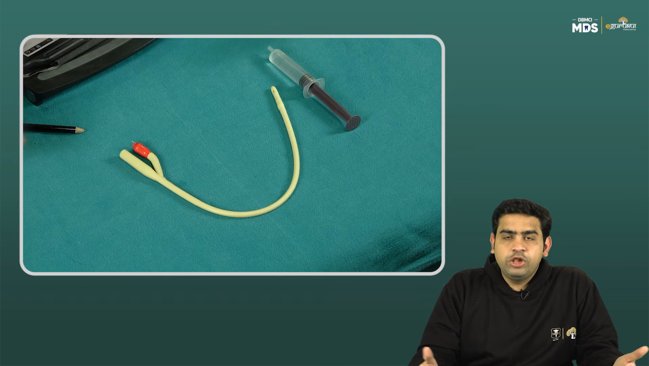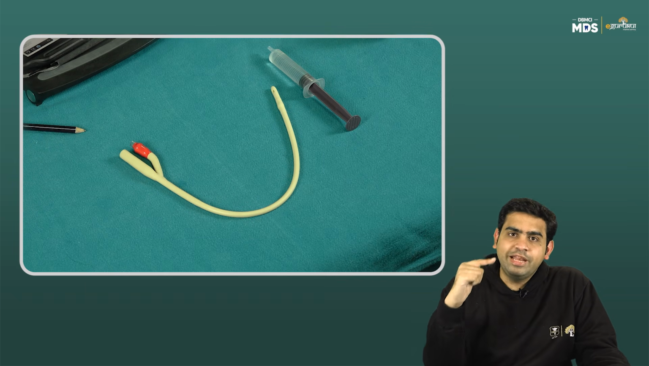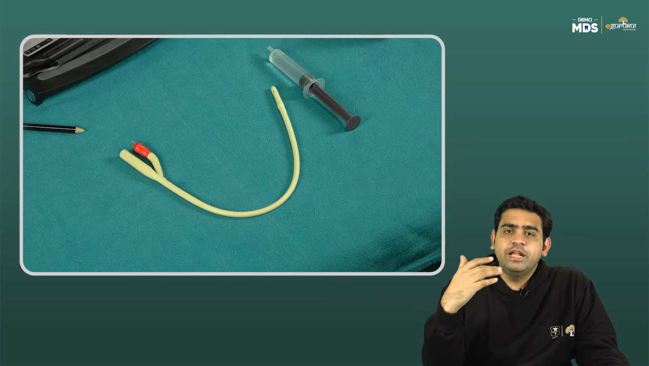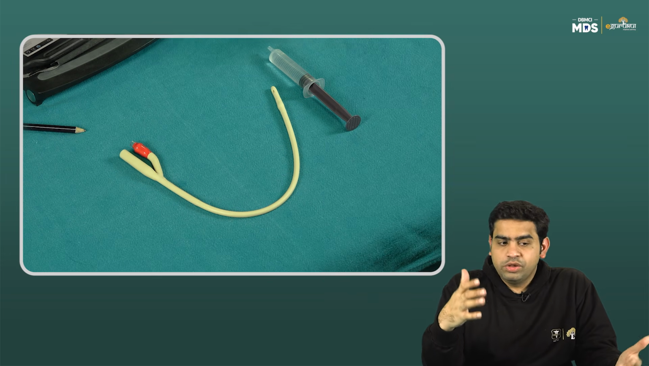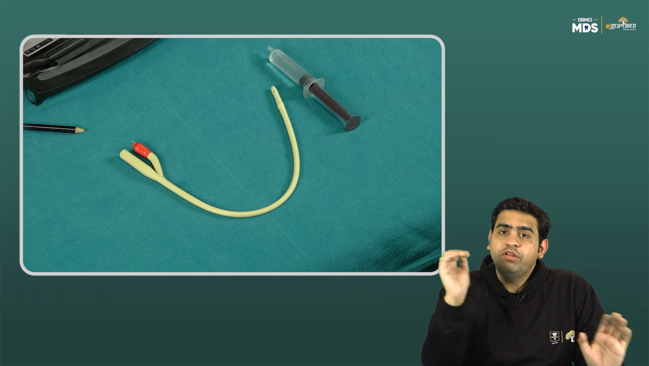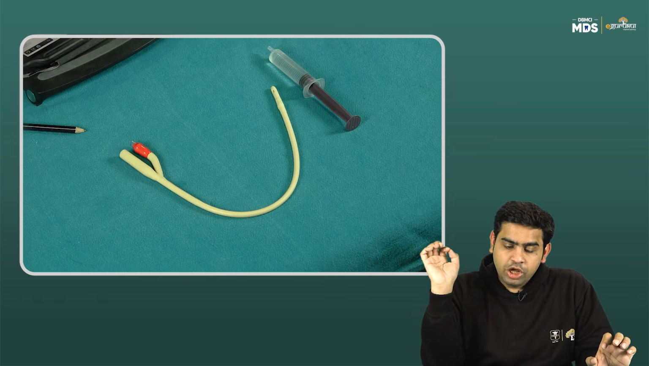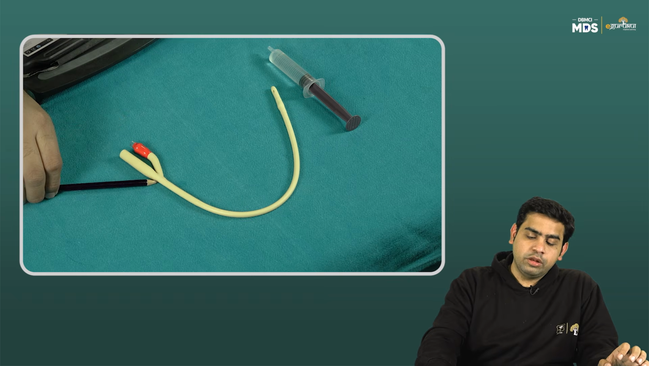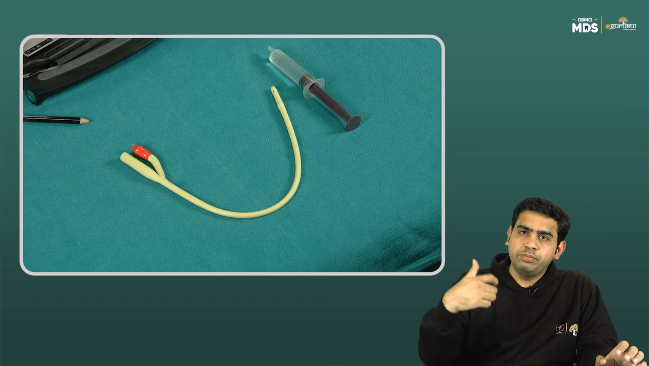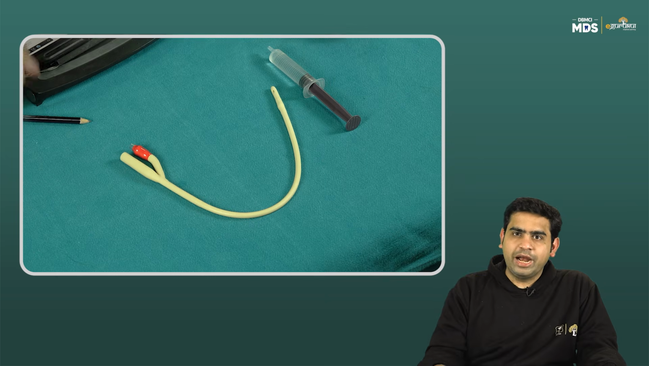Now, in case of the females, you don't have to worry, because in the females, the length of the urethra is only 4 centimeters. In case of males, the length of the urethra is big. It is somewhere around 16 to 20 centimeters. So you have to be sure that you have reached into the bladder. So once you have put this catheter till this point, till this junction, now what you do, you aspirate. You try to see whether you have reached into the bladder or not.